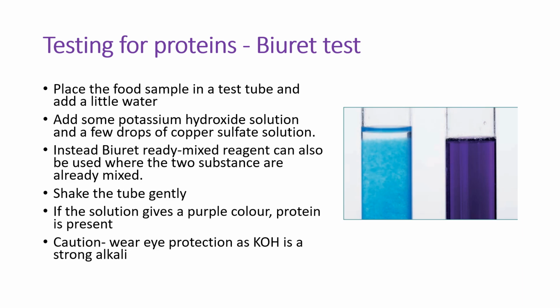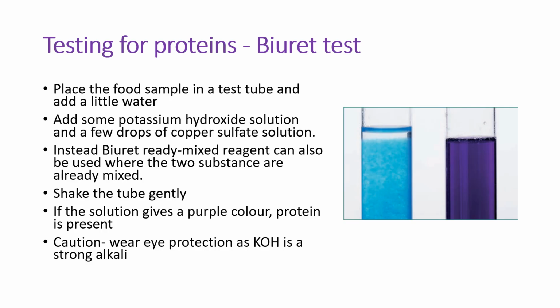Testing for proteins. This test is called Biuret test. Here the food sample should be in the liquid form. To the food sample, you can add some potassium hydroxide solution and a few drops of copper sulfate solution.